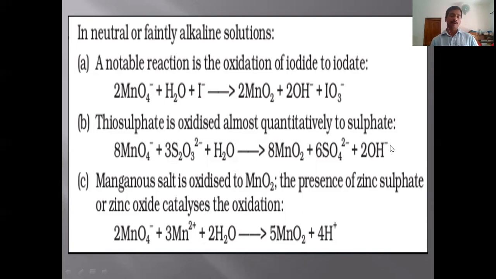This reaction is quantitative, meaning we can use it for estimation. Therefore, thiosulfate can be estimated using potassium permanganate. Thiosulfate will be oxidized to sulfate. Another important example: manganese salt is oxidized to MnO2. Mn2 plus will be oxidized to MnO2. 2 MnO4 minus plus 3 Mn2 plus plus 2 H2O gives 5 MnO2 plus 4 H plus.